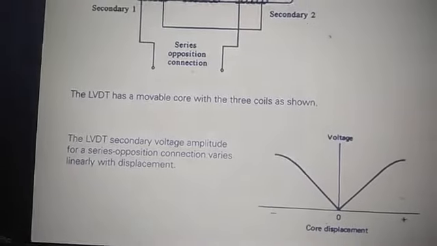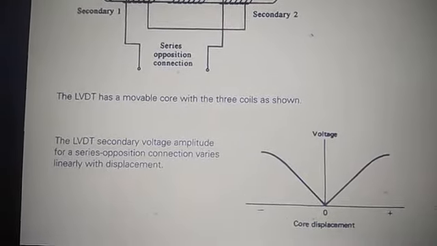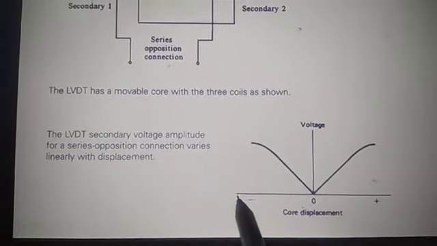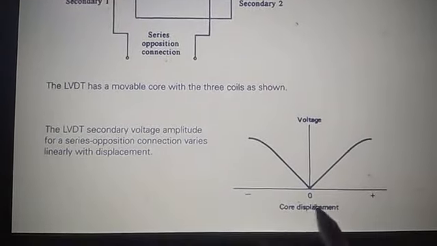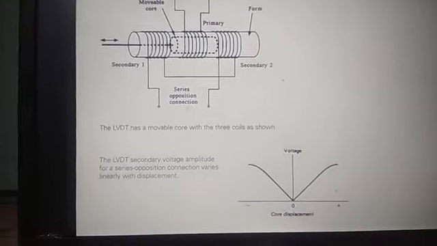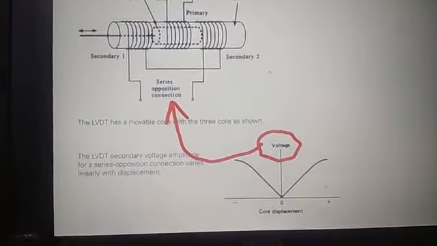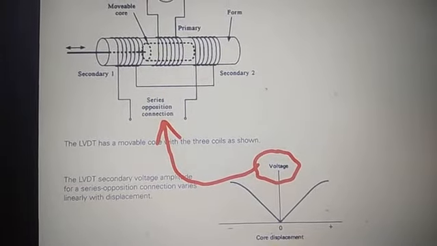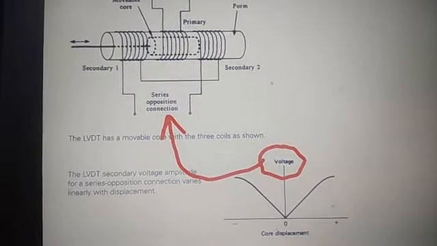Say opposite displacement, right side displacement and left side displacement. This is core displacement, which will produce the voltage in the opposite direction. So this is the principle of LVDT. Voltage is from the secondary.